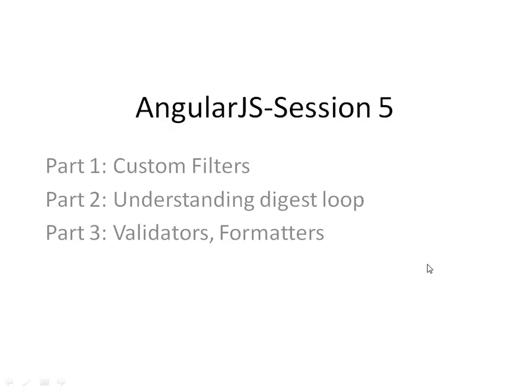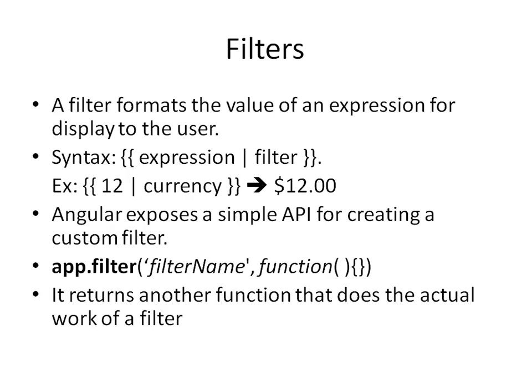Yeah, fine. So this is the session 5. I was expecting a little more people, but okay. Anyway, proceed. We are going to cover custom filters and understanding the digest loop, validators, and formatters. Before going to that, everybody has understood the concept of scope, right? If anybody still doesn't have a clear idea, please let me know. I'll explain again. Scope, everybody knows, right?